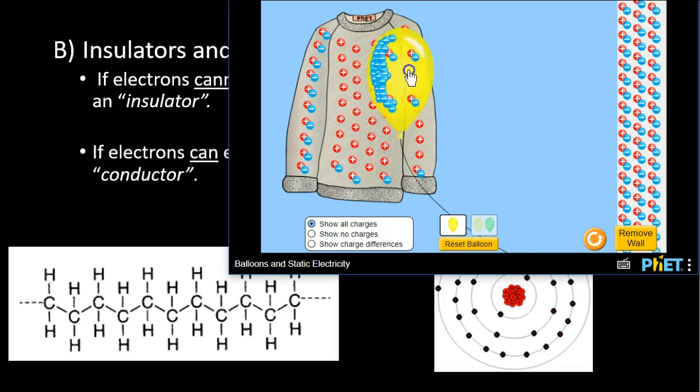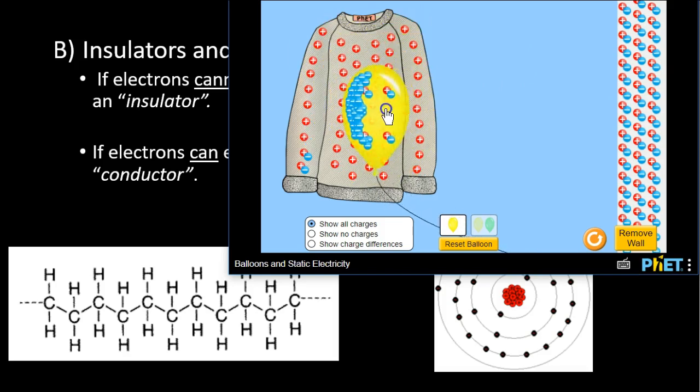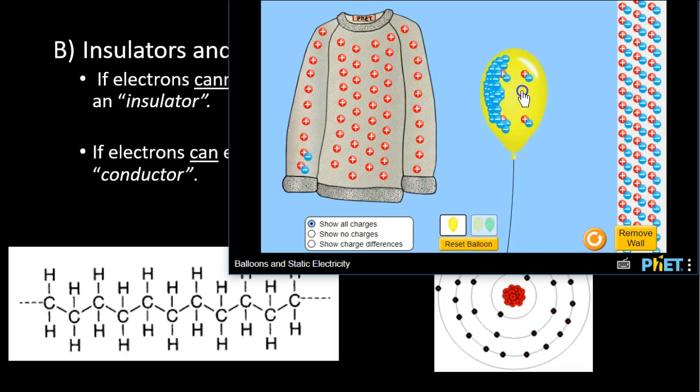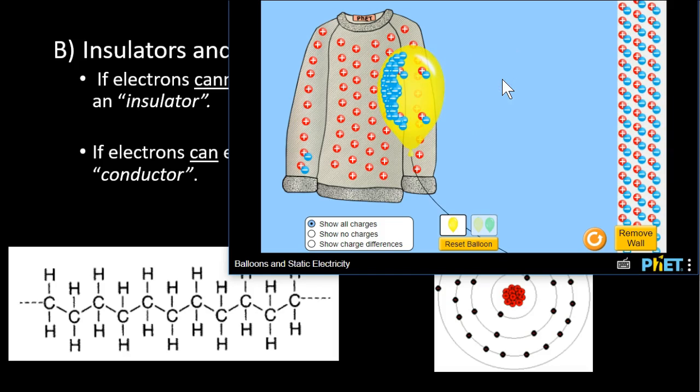If I rub it, there's something known as charging by friction. A balloon happens to strip electrons away from material. Now notice what happens. This sweater is positively charged because it lost electrons, and the balloon, at least this left side, is now negatively charged. These two things have opposite charges. They attract.